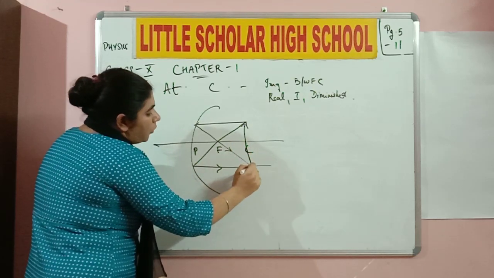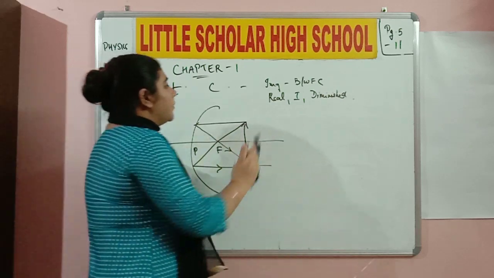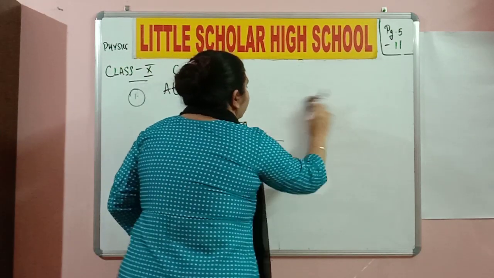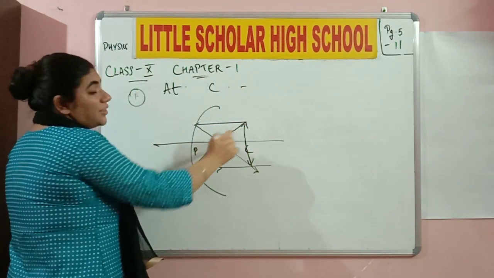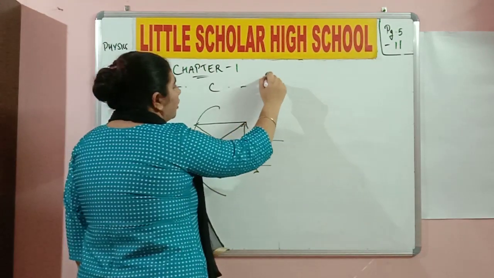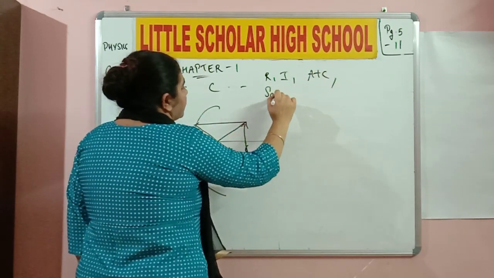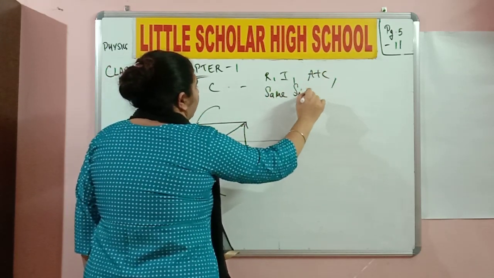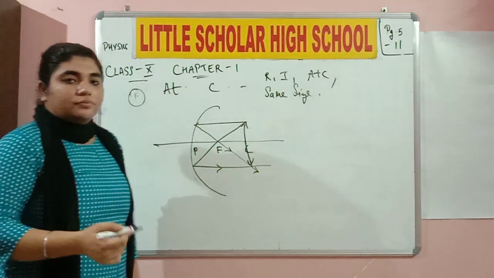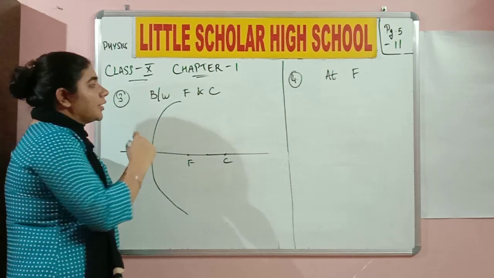So at the point of intersection, I'm going to draw the image. Can you see the image right now? So what do you understand? When I place my object at C, the image is also going to be at C, but it is going to be real, inverted, at C, and same size. Okay? So we are in our third case over here, class.